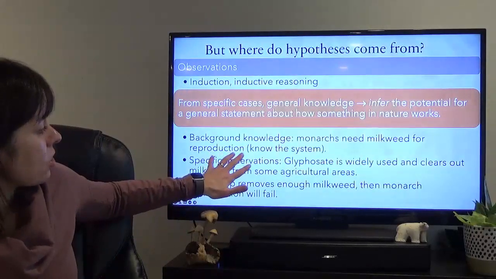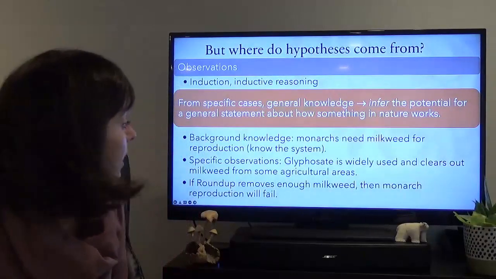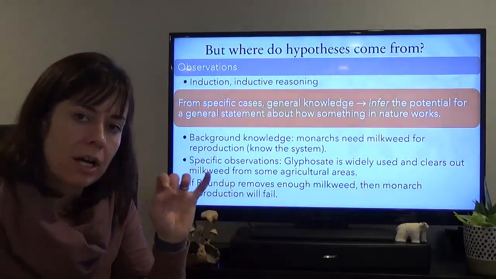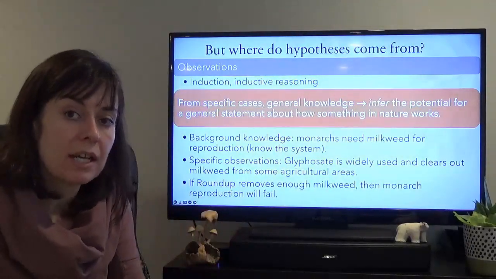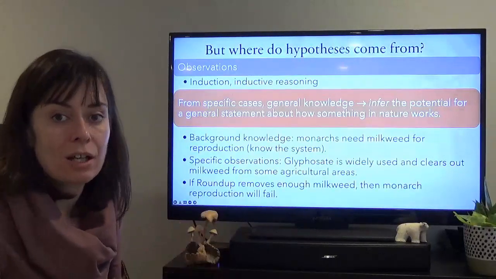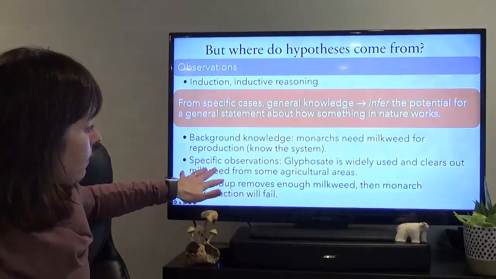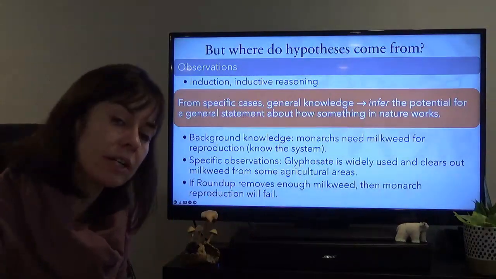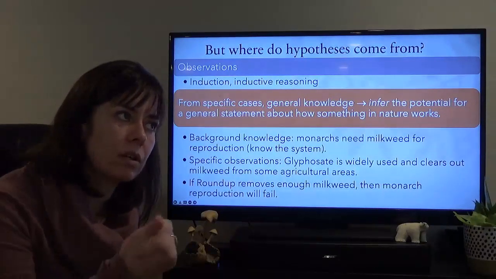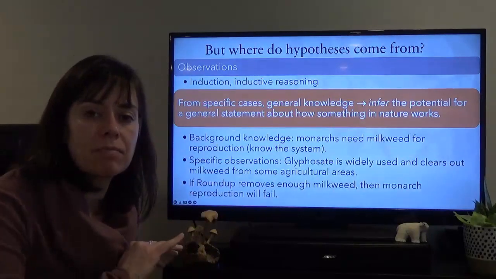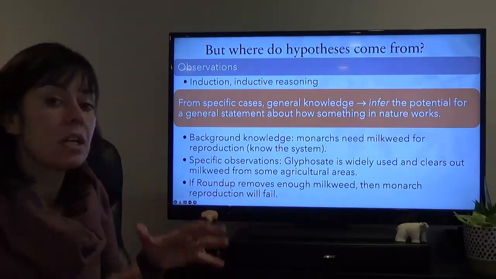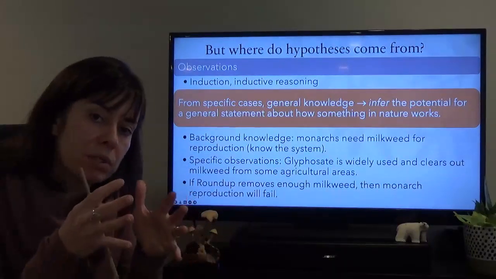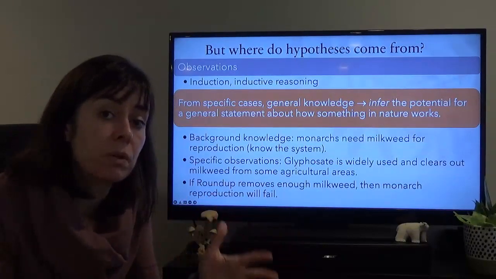Okay, so our background knowledge in this situation is that monarchs need a plant species called milkweed for reproduction. We have that knowledge of the system. We've spent time working in the system. We know that monarchs lay their larvae on milkweed, and those larvae consume the milkweed, in fact incorporate toxins from the milkweed into their bodies to help reduce predation. And then a specific observation: glyphosate, so Roundup, is widely used and clears milkweed out from some agricultural areas. So we know that monarchs use milkweed for their young, and we know that glyphosate can damage milkweed and remove it from some agricultural areas. Going from this specific observation to something more general, if Roundup removes enough milkweed, then monarch reproduction will fail. So we go from this narrow observation to a broader generalization. We've used inductive reasoning.